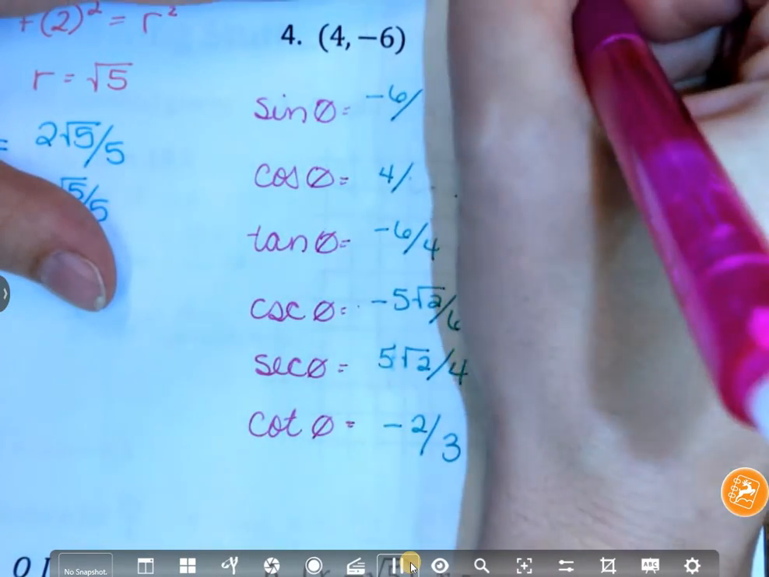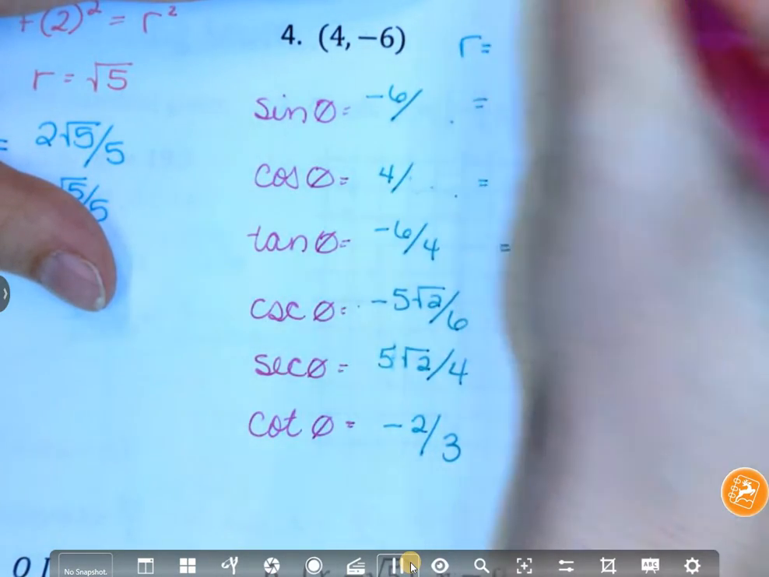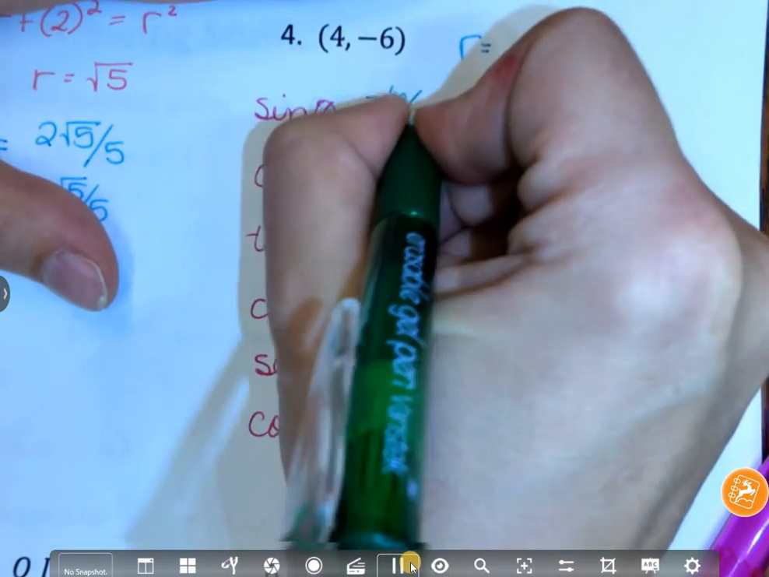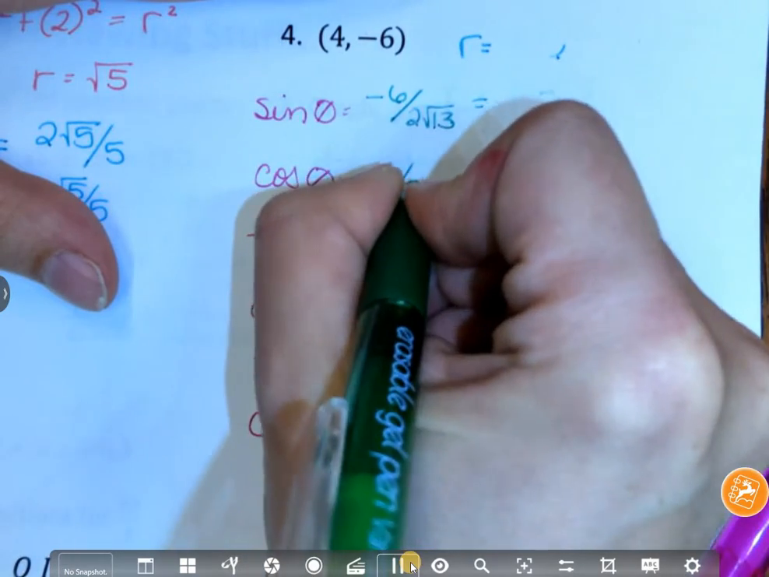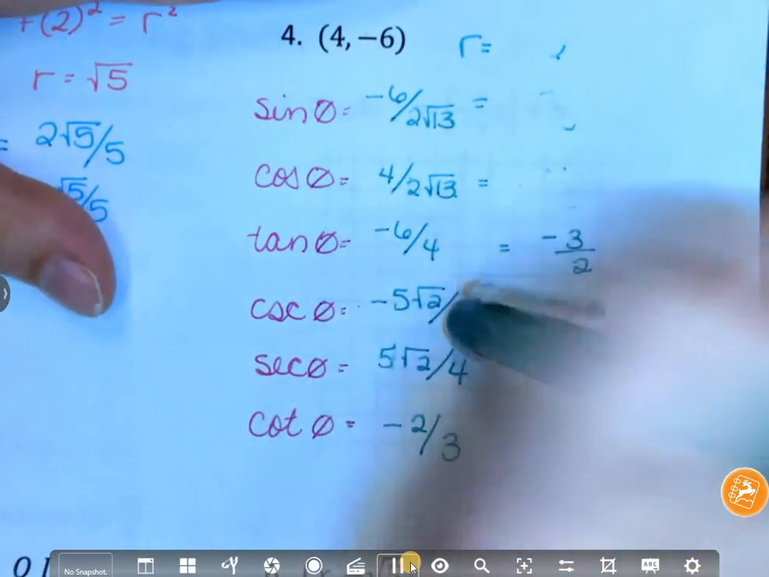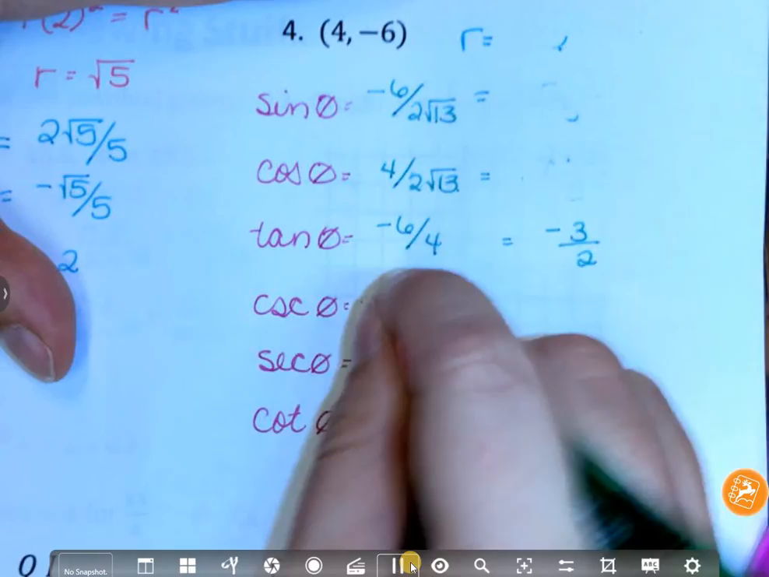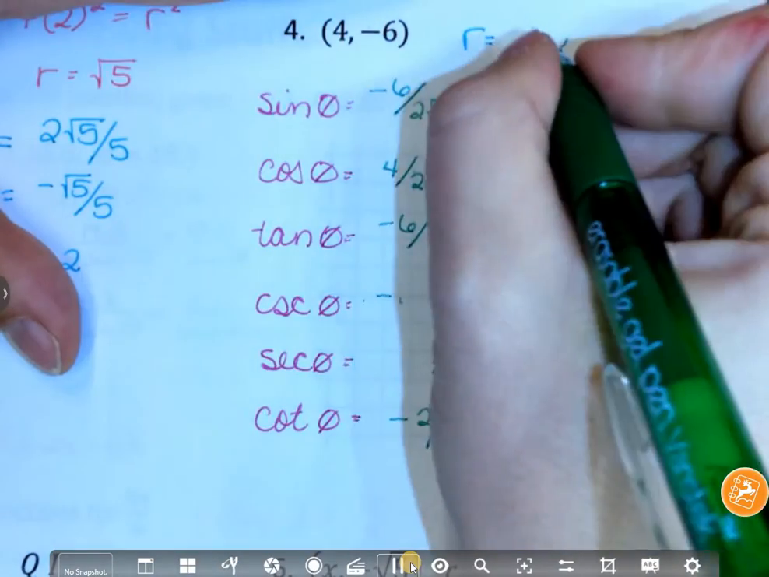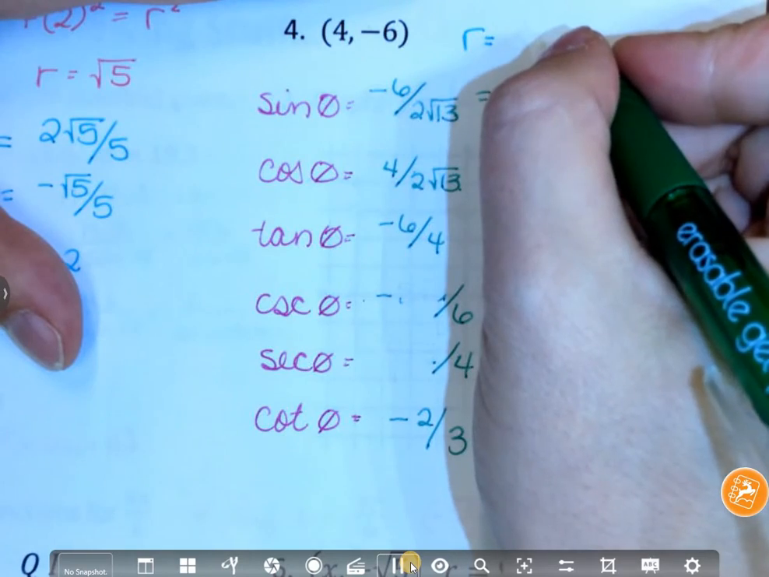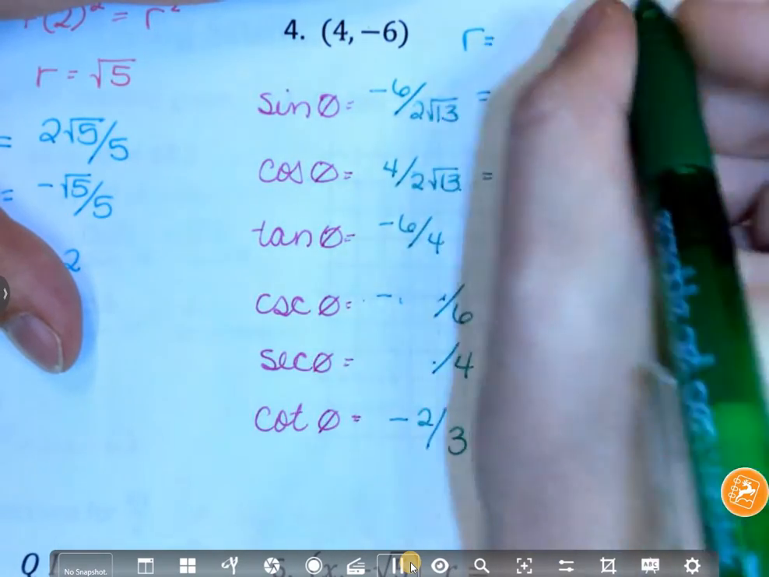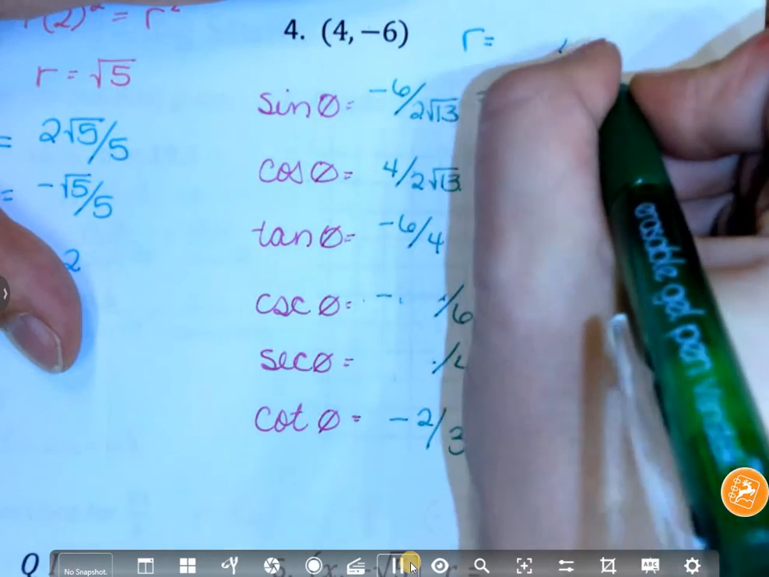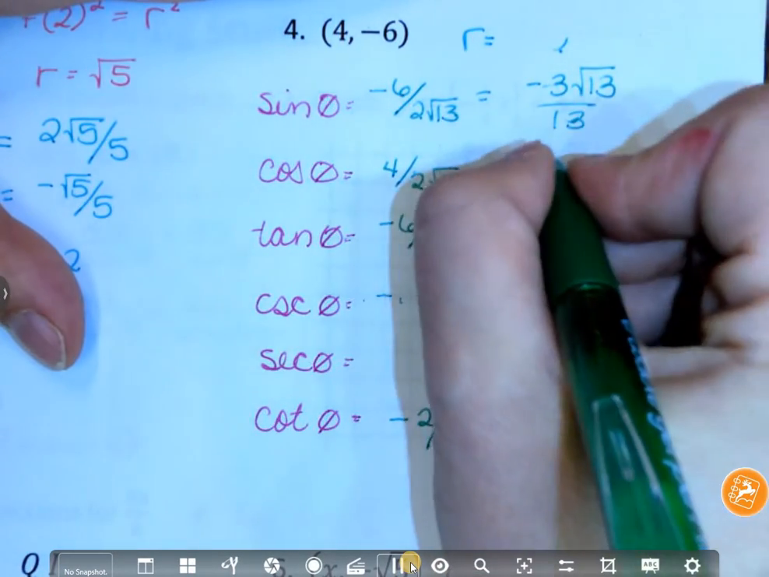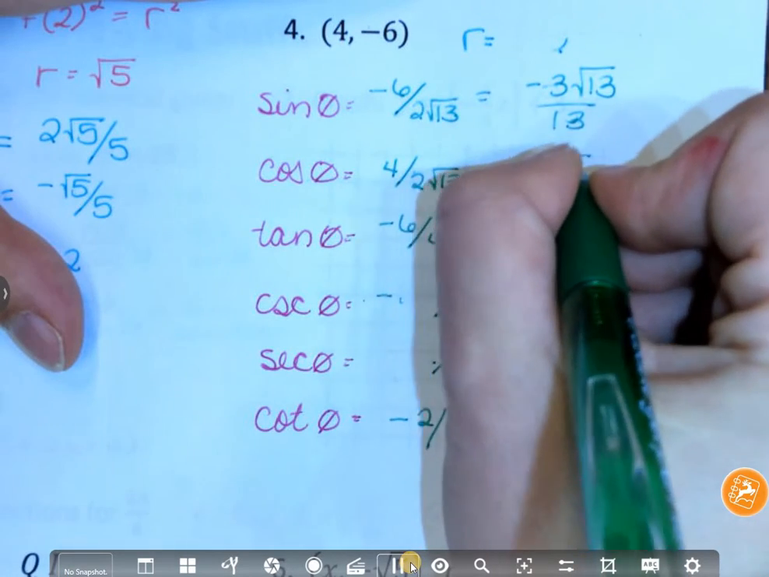Now, 4 goes into 52, so that's 2√13, which I would have known if I was actually thinking. So the line is going to be over 2√13. It would be 2√13. So that means I'm going to have -3√13/13. Is that okay? Please tell me I'm right. 2√13/13.